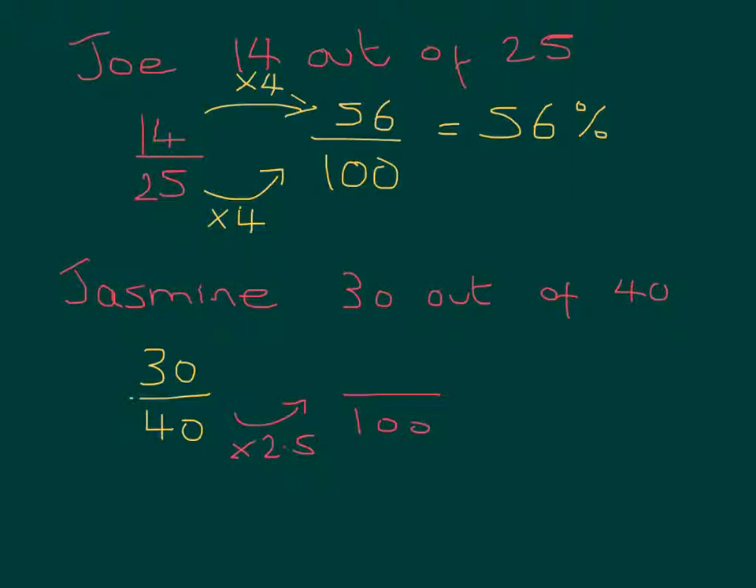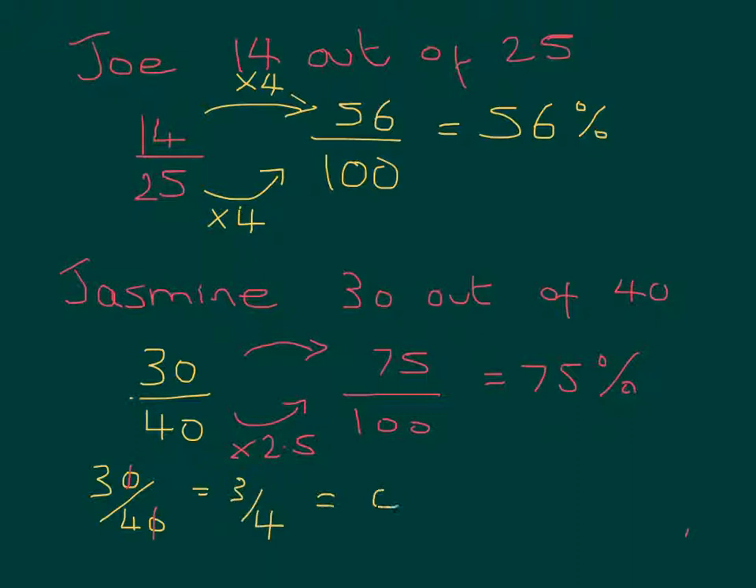Bit of a hard way of doing it, to be honest. And then I've got to do 30 times 2.5. Well, 30 times 2 is 60, and half of 30 is 15, which gives 75. So that gives me 75 out of 100, which is 75%. There's an easier way of doing it, though. I could have started with my 30 out of 40, and notice straight away that I can cancel those zeros to give me 3/4, and I think we all know that 3/4 is 0.75 or 75%, so that might have been a slightly easier way.